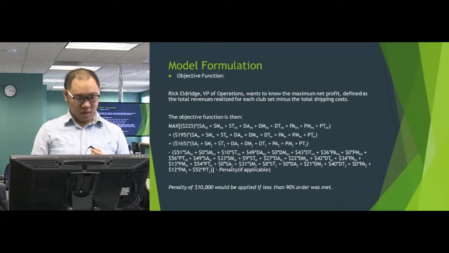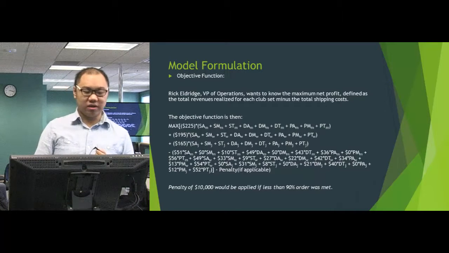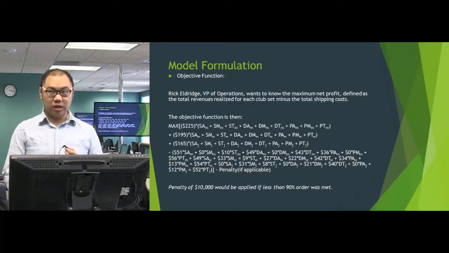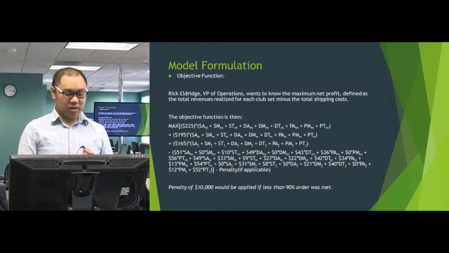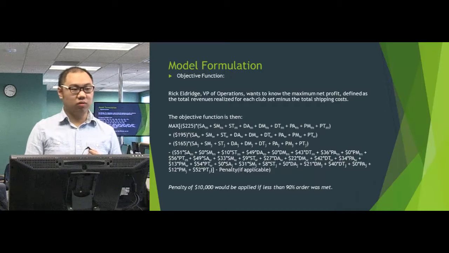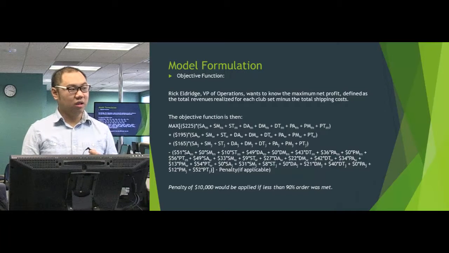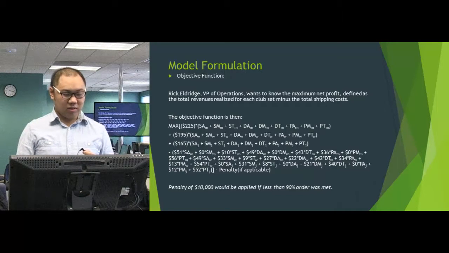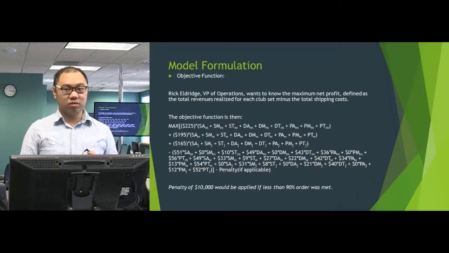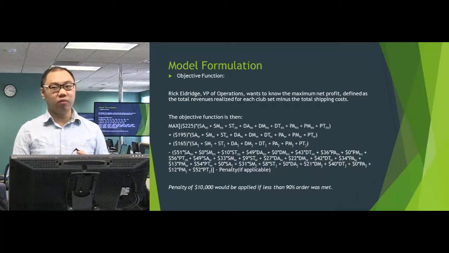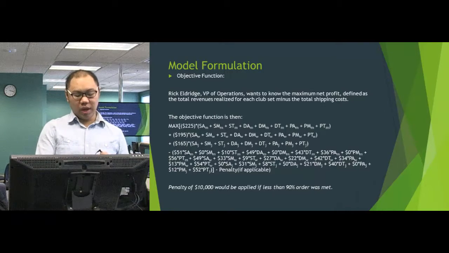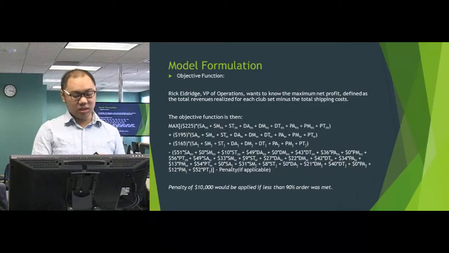For the objective function, we need to get the maximum net profit. So we just need to use the total revenue minus the shipment cost. And for question 4, we also need to minus the penalty. So this is our objective function.